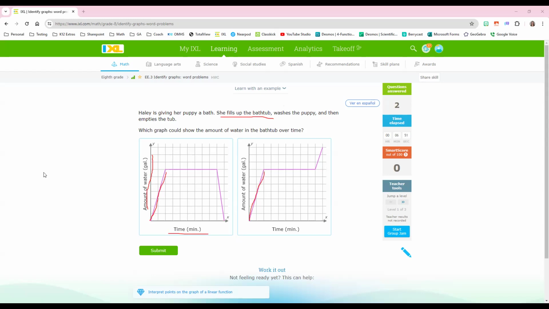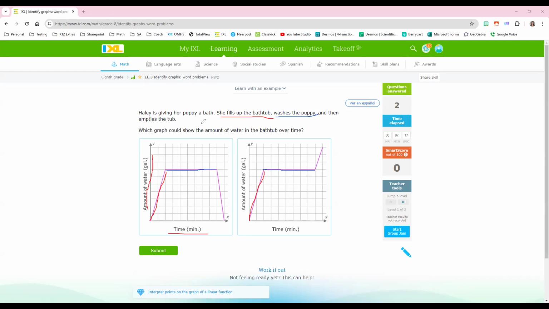That's a good sign. And then it says she washes the puppy. Well, as she washes the puppy, time is moving along, but you're not going to keep having the water running. That's a waste of water. So we're going to have a section that's a flat line because this is when she's washing the puppy, but that water level stays the same because she's filled it up however high she's going to fill it up.